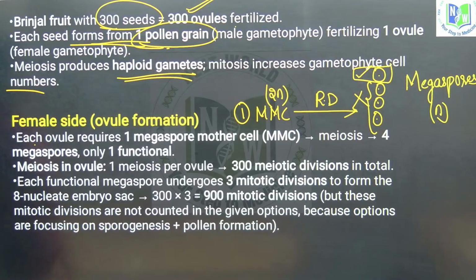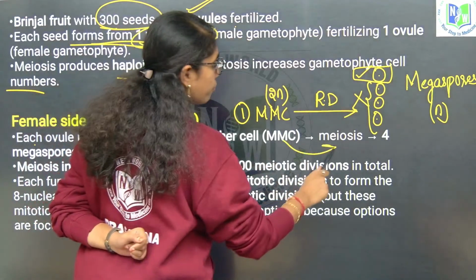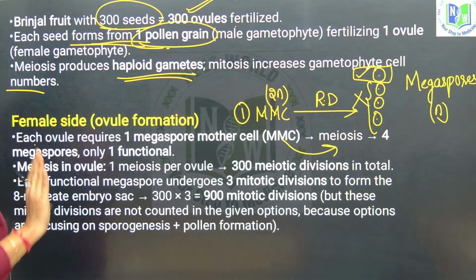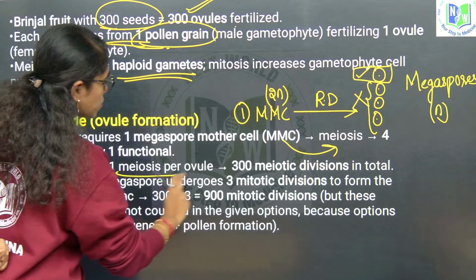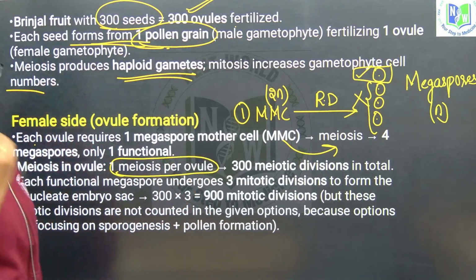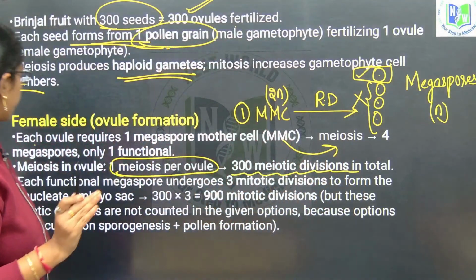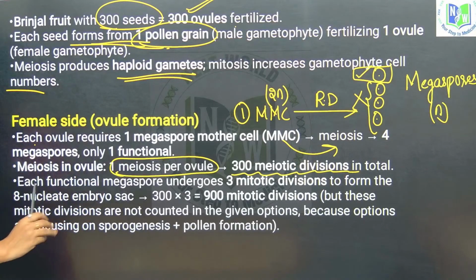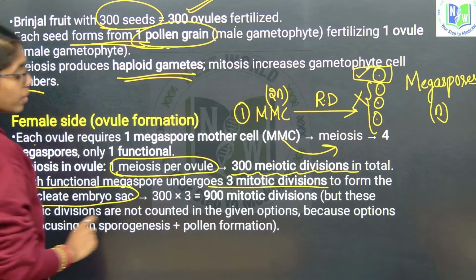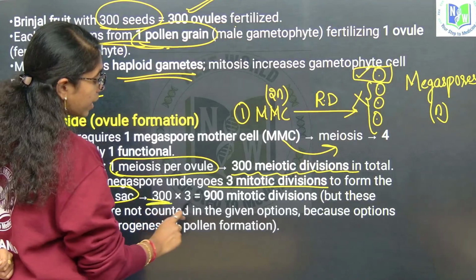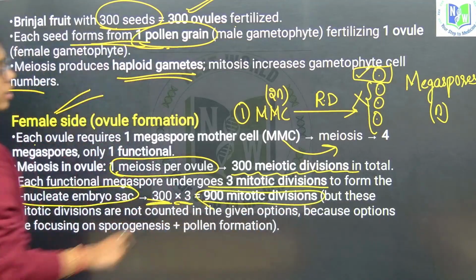Each ovule requires 1 megaspore mother cell for meiosis. After meiosis it forms 4 haploid megaspores, of which 1 is functional. One meiosis per ovule takes place, so in total 300 meiotic divisions. Each functional megaspore will undergo 3 mitotic divisions to form an 8 nucleate embryo sac. So how many mitotic divisions in this ovule formation? 300 into 3, total 900 mitotic divisions take place.